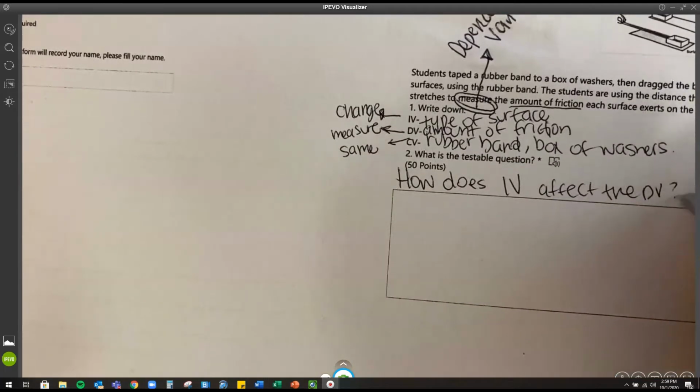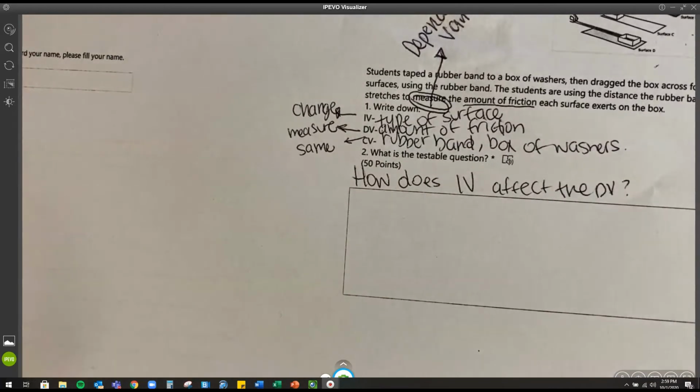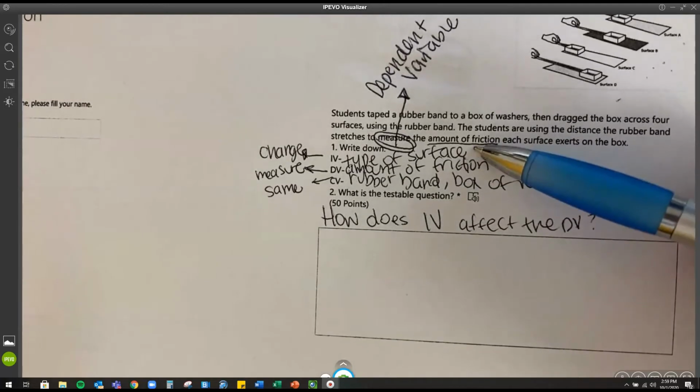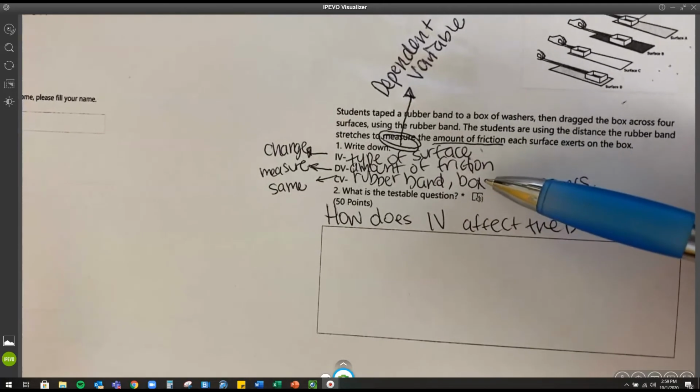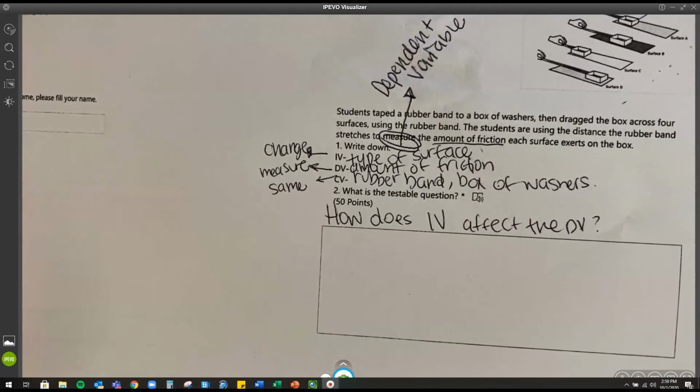So based on my testable question, I know that it's how does the IV affect the DV? That is my guide to write an exemplar testable question. So what should be my testable question here? Raise your hand. I have identified all my variables, so I should have all hands up. Because it's how does the IV affect the DV? And I already have the IV here and the DV here. So I should have 100% of hands up.